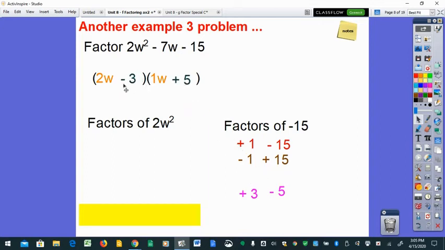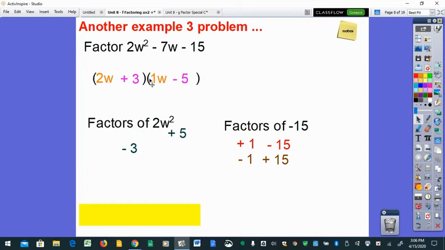Now if I check right here, notice I'm going to get a positive 10 and a negative 3. And a positive 10 and a negative 3 would give me a positive 7w. This is the right pair, but the signs are wrong. So I'm going to throw those and put in the signs correctly. And I think I finally got it. Let's check.